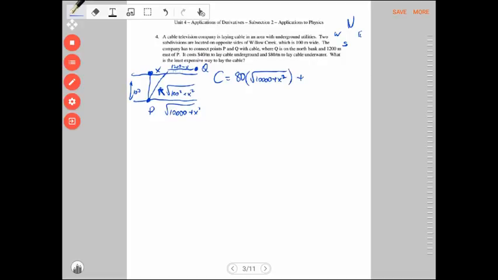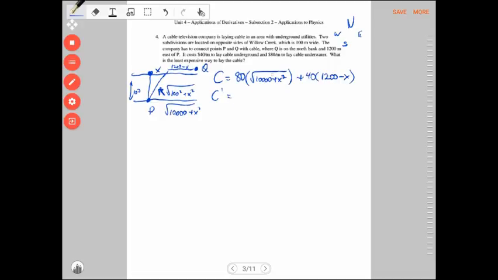Now we have to add on the cost for underground, and that costs $40 per meter. So $40, and we have to travel that 1,200 minus x. Okay, so there's our cost function. So now all we have to do is take the derivative. Sounds easy enough, right? So c prime equals.